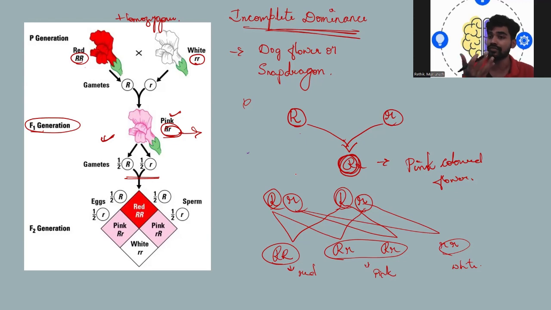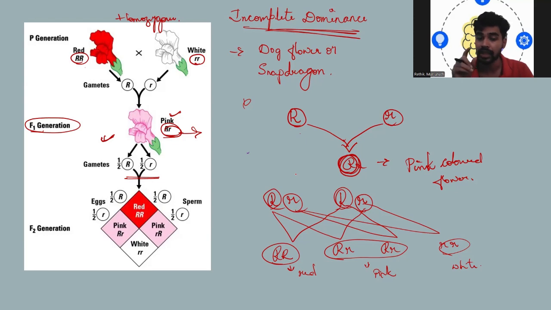So in the F2 generation, when crossing was done, what are we getting? We are getting red color, two pink color, and white color. According to the monohybrid cross, what was our ratio? 3 is to 1 was our ratio. The phenotypic ratio should always be 3 is to 1 according to Mendel's law, where 3 must be the dominant and 1 must be the recessive one.